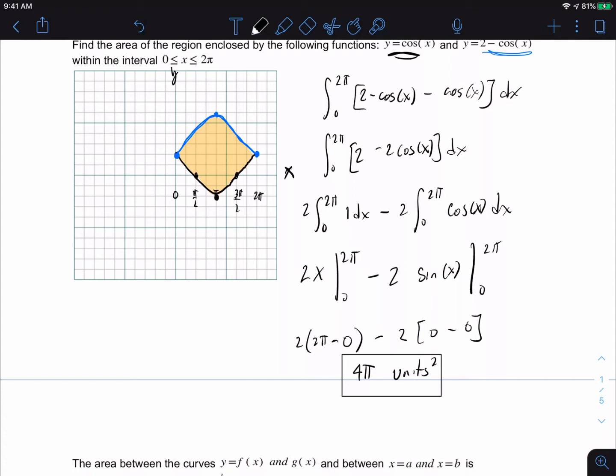Correct. Yeah, sine of 2 pi is 0. Sine of 0 is 0, and sine of pi would also be 0. That's why I got both of those to be 0. It's important that you guys know your trig values. It's something you guys should have down and know.